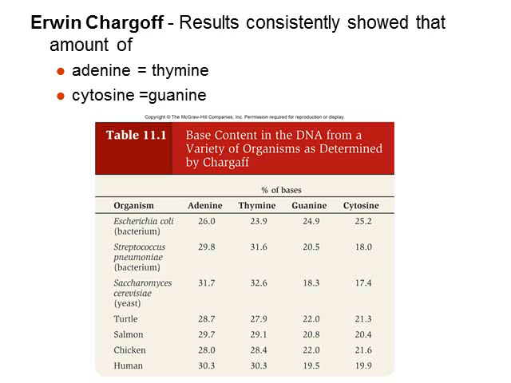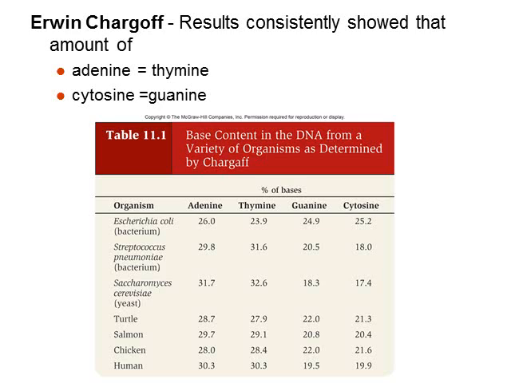So he collected DNA from organisms. We have E. coli, which is a bacteria, Streptococcus pneumoniae that we talked about in the first part of this chapter, which is also a bacteria. He collected DNA from a Saccharomyces species, which is a yeast or a fungus. He took DNA from turtle, salmon, chicken, and humans. So we have reptiles, fish, birds, and mammals up here. And then if you look, he took that DNA and determined the percentage that was adenine, thymine, guanine, and cytosine.